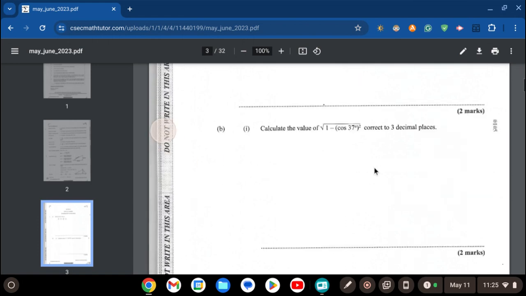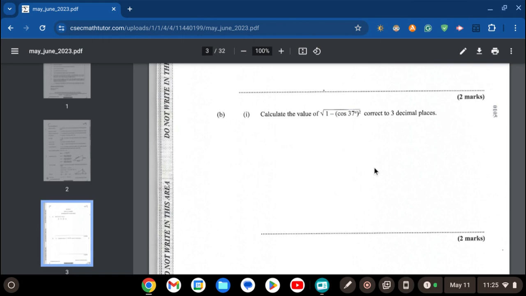And then here also for question 1 they have some approximations. So in this case you're going to find the square root of 1 minus cos 37 squared and round to 3 decimal places. So that's what we mean by approximation, right? And also for approximation you may get significant figures or standard form. All right, so those are the three main things.